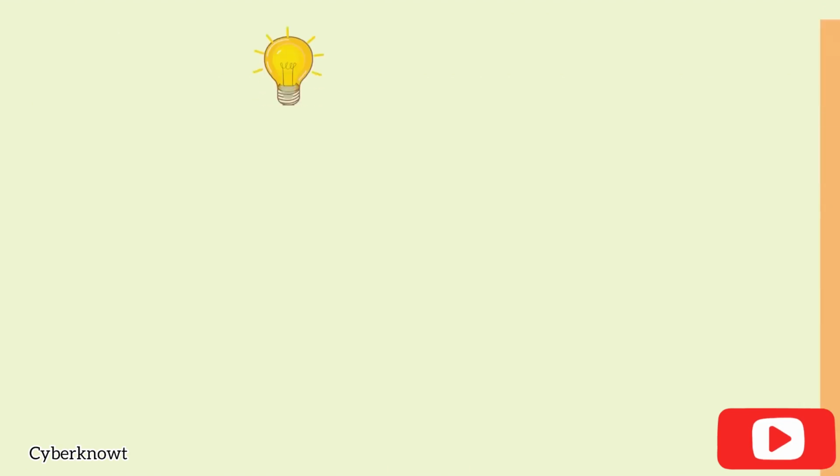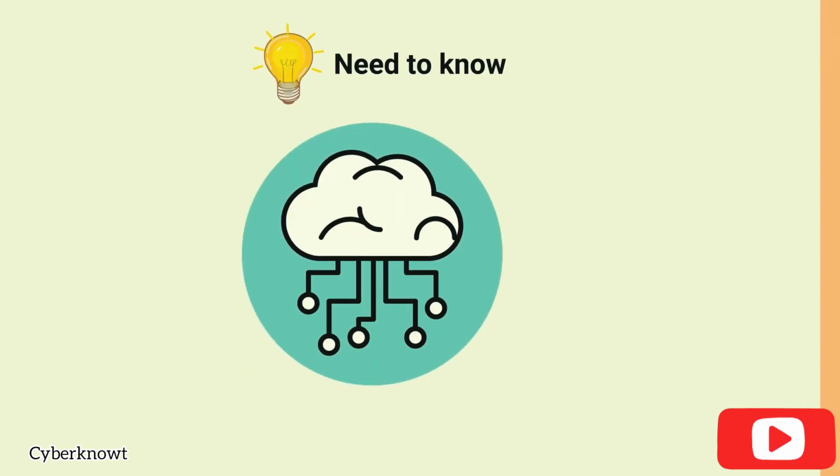IaaS. Explanation. IaaS, Infrastructure as a Service, is the provider of the core computing, storage, and network hardware and software that is the foundation upon which organizations can build and then deploy applications.